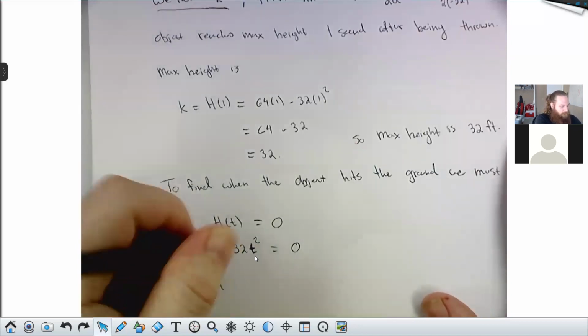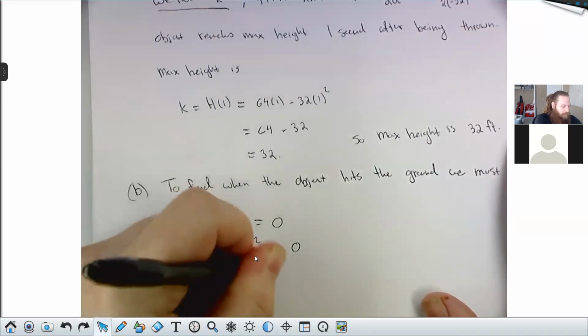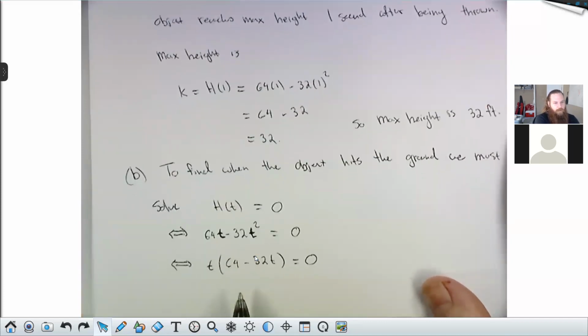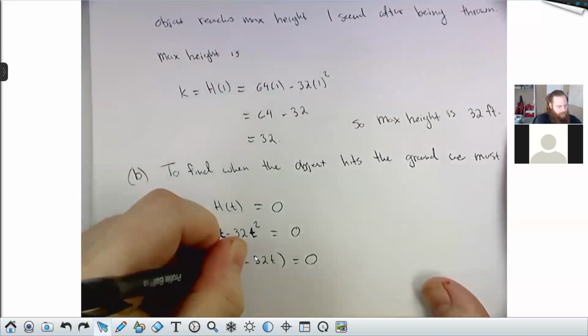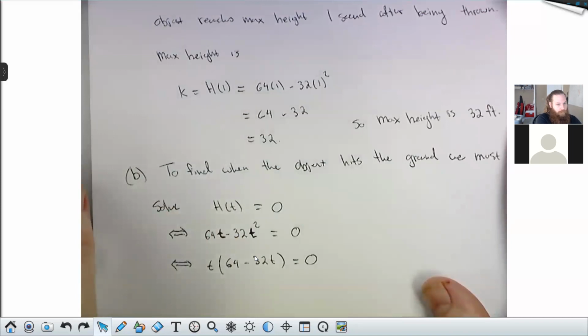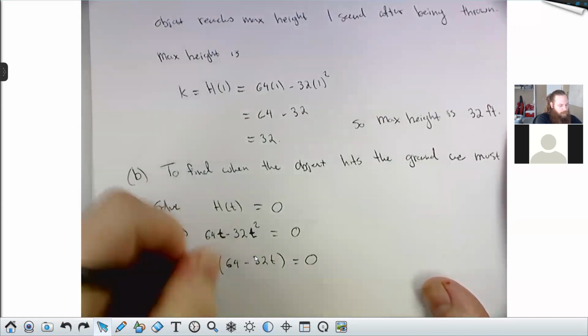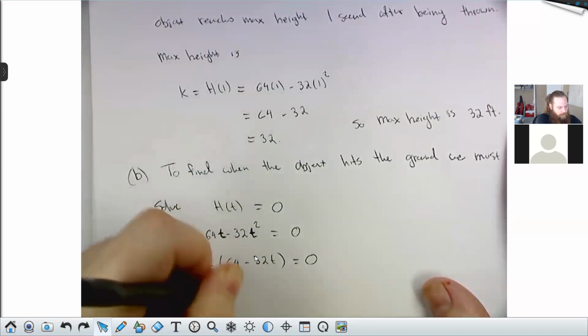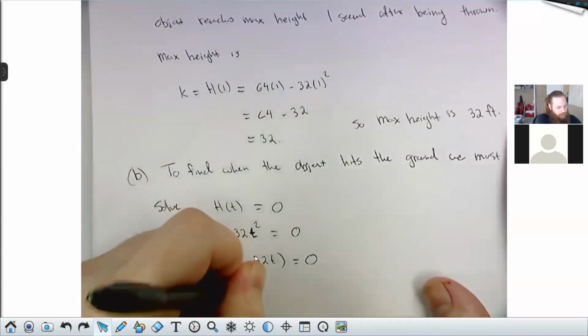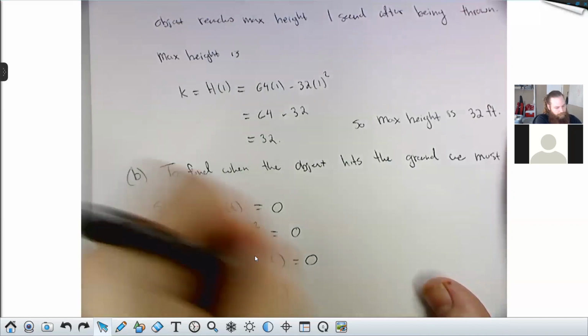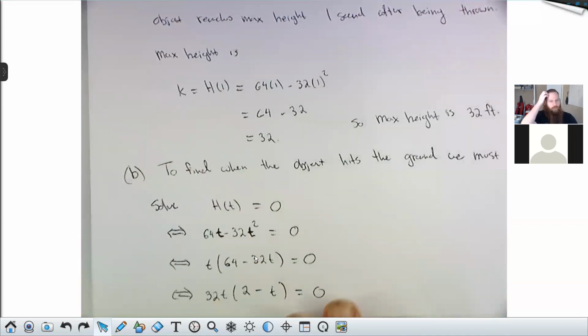I'll start by factoring out a t, and then we'll have 64 minus 32t. And this is all equal to 0. Does anybody see anything else that can be factored out? Yeah, a 32 can actually come out as well. Both of these are divisible by 32. So this is 32t times 64 divided by 32 is 2, 32t divided by 32 is just t. So this is kind of the nicest way to factor this.